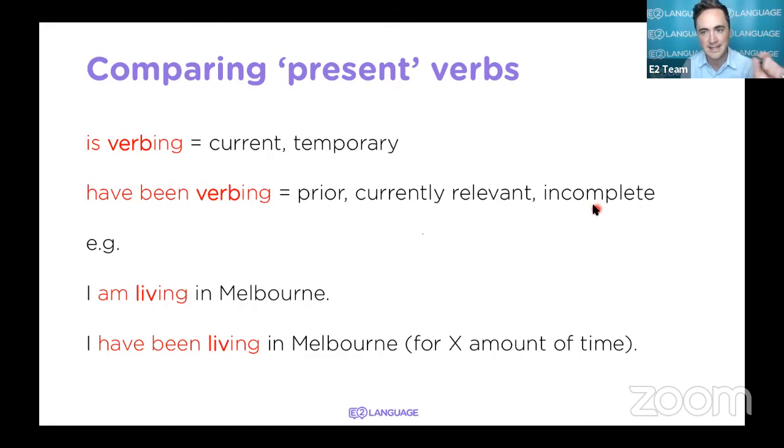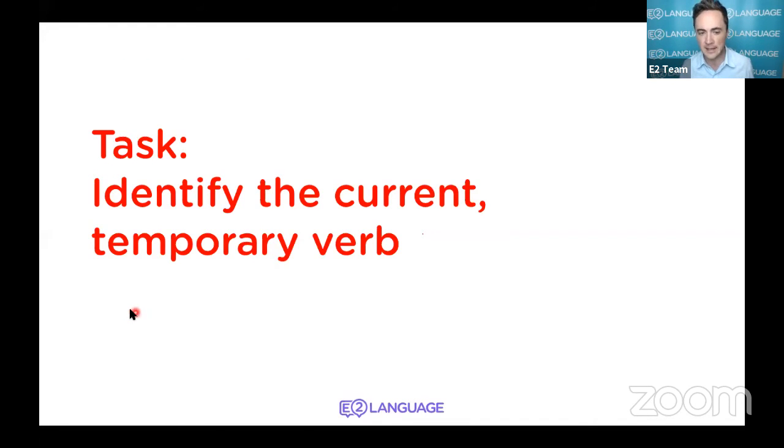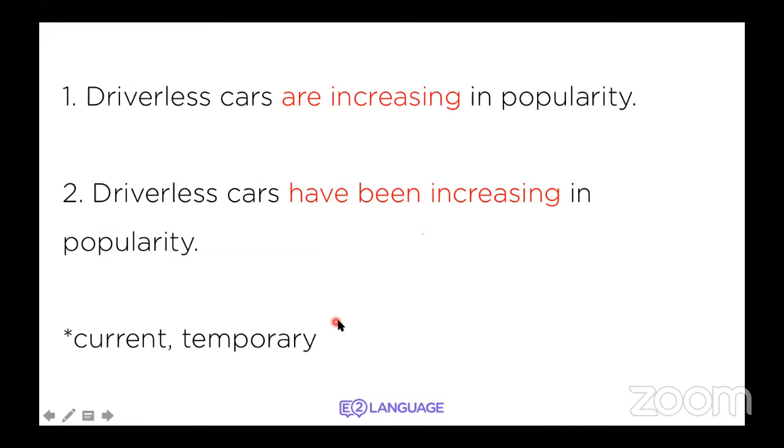So it's incomplete. It has a sense of incompleteness, of being unfinished. Whereas this one just has a sense of being temporary, current but temporary. Whereas I live in Melbourne has a sense of permanence. So please identify the current temporary verb. Current temporary, Eshwa. Temporary. Current and temporary.